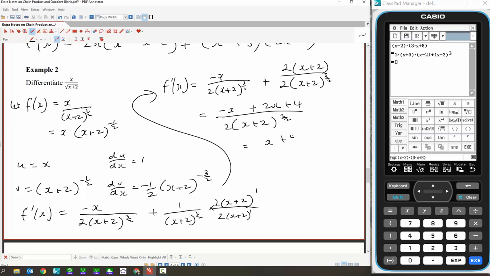X plus 4 over... you can even further engage with that, so that's going to be x plus 4 over 2, and the third... so I'm going to write that to the half, so that's the square root, all raised to the power of 3. Right, so there's another way of writing it.